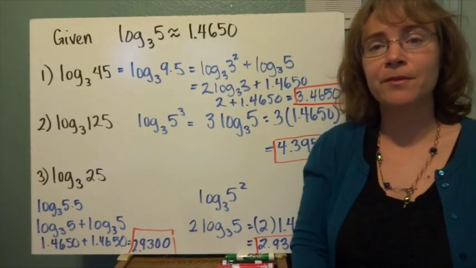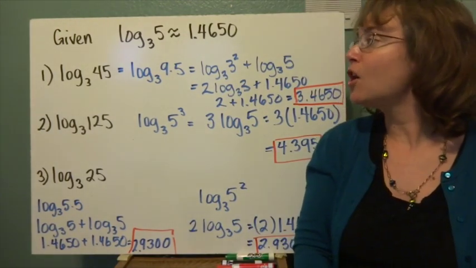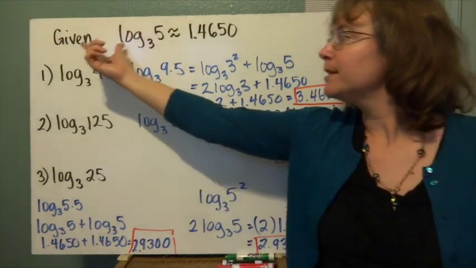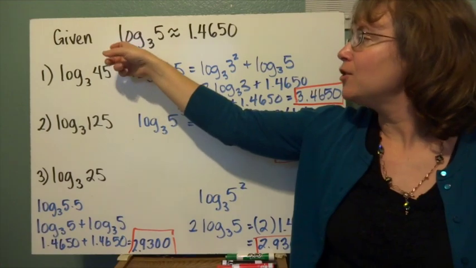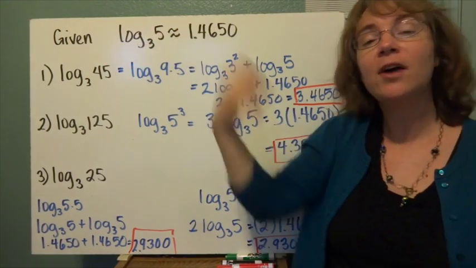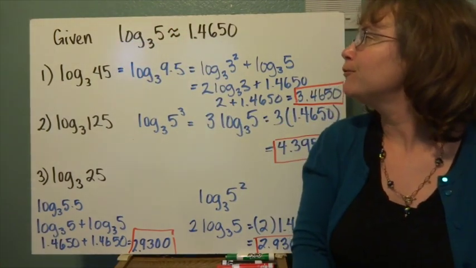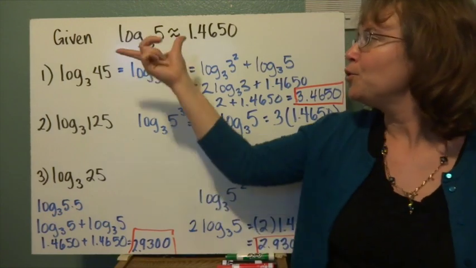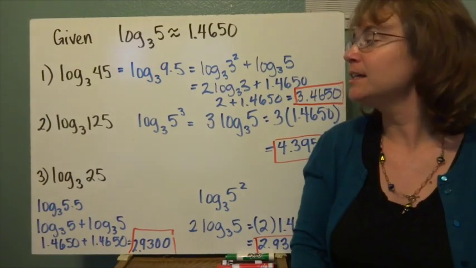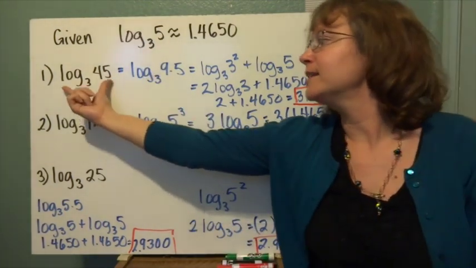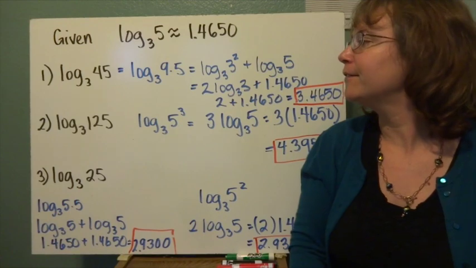So let's use some of the properties of logarithms to solve some problems. Sometimes they'll give you a certain logarithm. Say they know log base 3 of 5 is approximately equal to 1.4650. You're going to use this known information and what you know about logarithms to solve logs you don't know, like say log base 3 of 45.